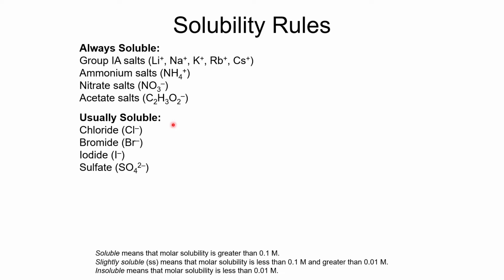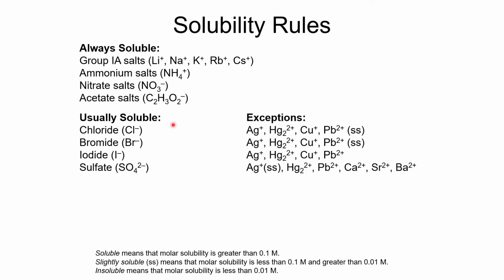Sulfates are usually soluble. However, for this list, I have a few exceptions that I want you to be able to recognize. And these are the exceptions. For chloride, we have silver ion and mercury 1. This is not to be confused with mercury 2, where it's just Hg2+. For that one, the chloride is soluble, but mercury 1 is insoluble. Copper 1 chloride is insoluble. And lead 2+ chloride is slightly soluble.